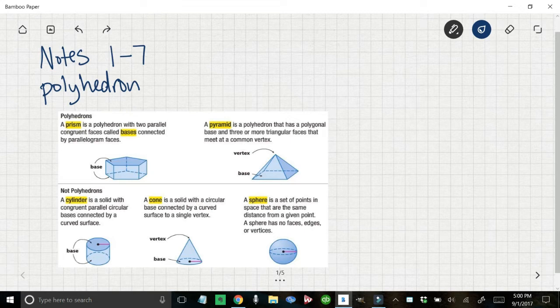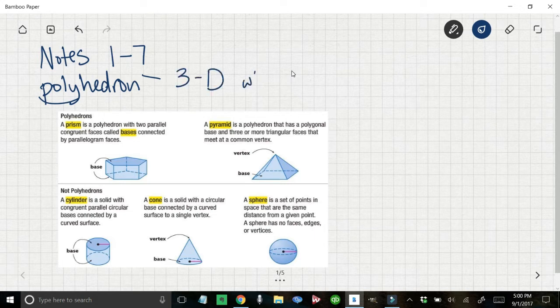Don't worry about it if this does seem like a lot of information. We will go more in depth later on in this class. This is just meant to be more of an introduction. So, first piece of vocab is polyhedron. Poly, again, meaning many. Hedrons would be faces.